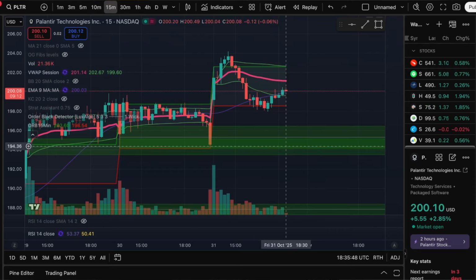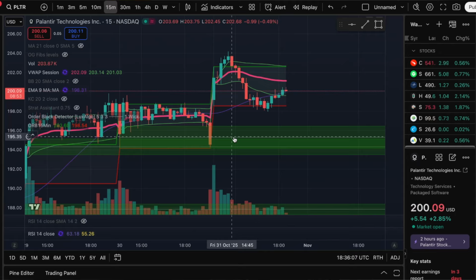Then there's also red order blocks, which is the exact opposite. It's where the majority of the institutional orders are to the downside, right? So the likelihood of it reversing after the up move and then reaching that red order block is pretty high.